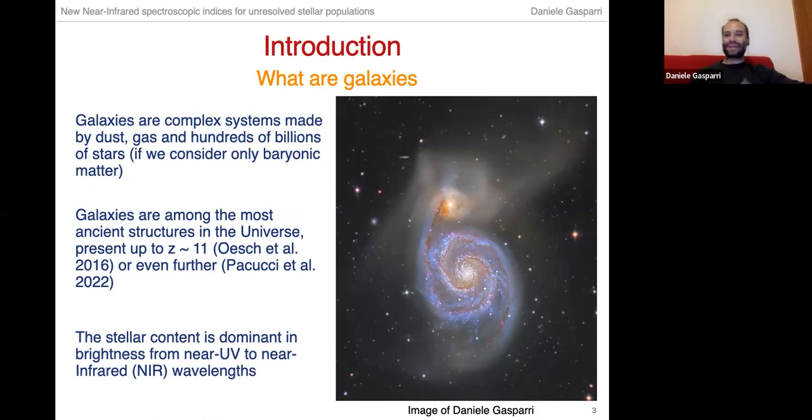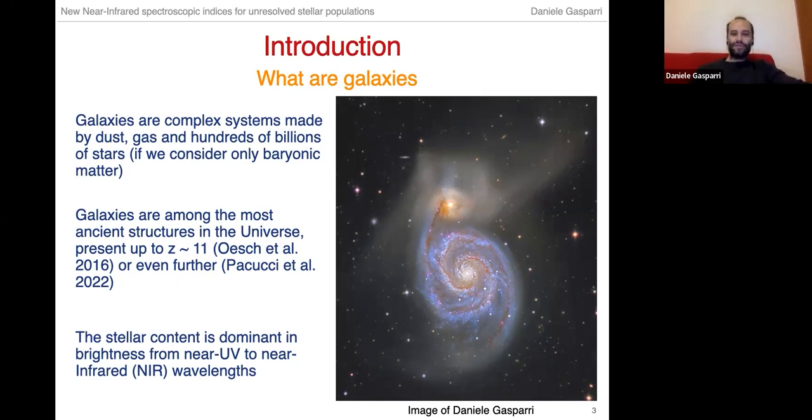What are galaxies? I hope everyone knows what a galaxy is. A galaxy is a very complex system made of gas, dust, and hundreds of billions of stars, if we consider only the baryonic matter. Galaxies are among the most ancient structures in the universe. They are present up to very high redshifts. I think this is a new field because the James Webb Space Telescope is discovering galaxies farther away from us every day.